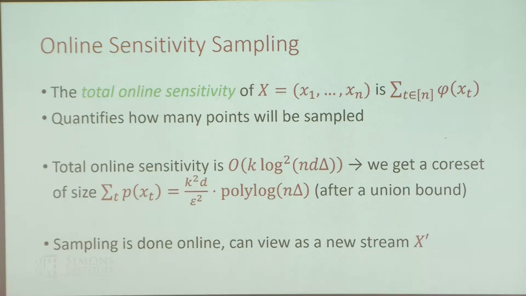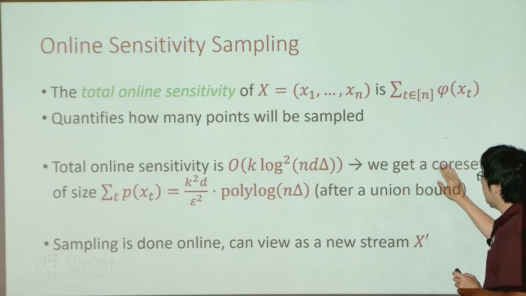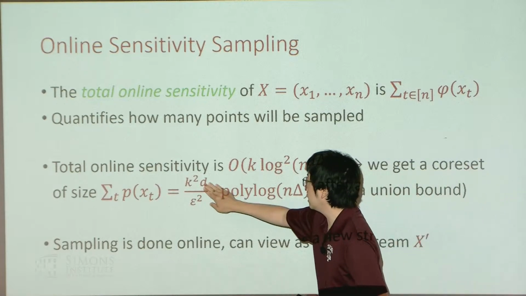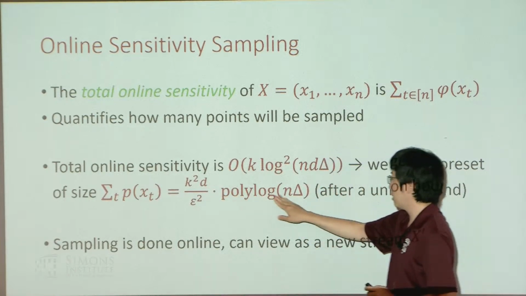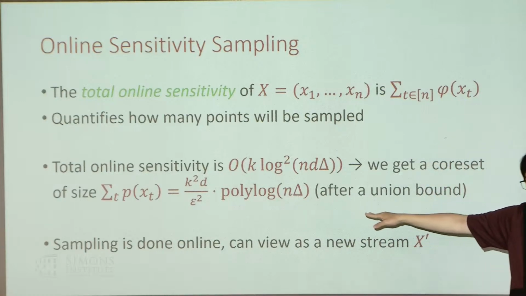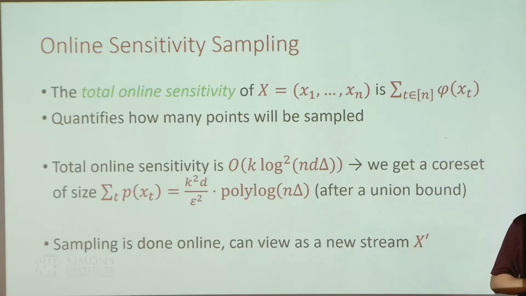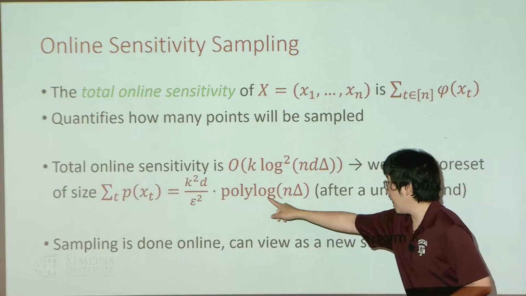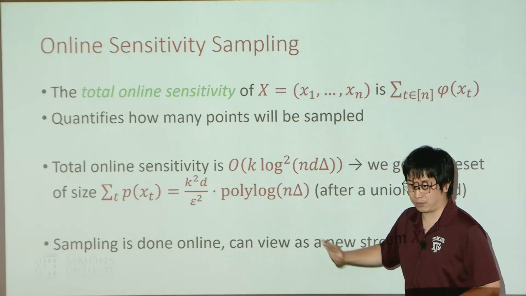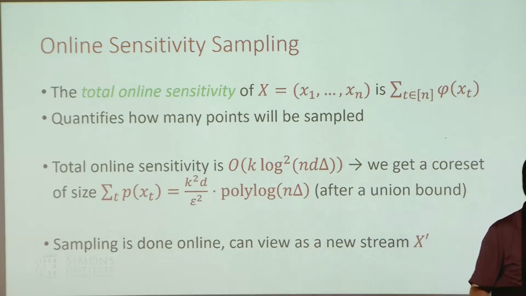OK, so there's some math to be done. But the point is that if we do this, we can get a core set that samples roughly k squared d over epsilon squared times polylog n delta points. Right? So this is just an alternative way to get a core set for a stream. It still has polylog n factors, so it doesn't get to our goal. All right, but it's another way of doing it, and it's pretty simple.